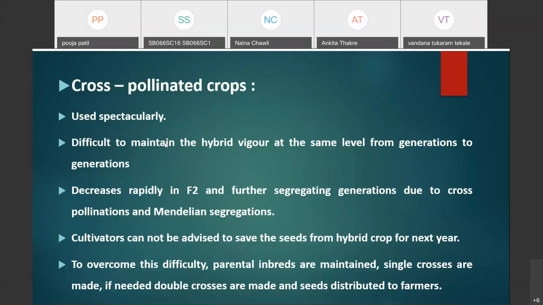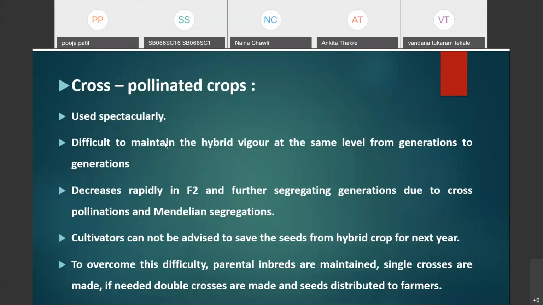And that's why cultivators cannot be advised to save the seeds from the hybrid crop to use for the next year. The farmers cannot be advised to save the seeds of such hybrid crops to be used for sowing to raise the crop in the next year.